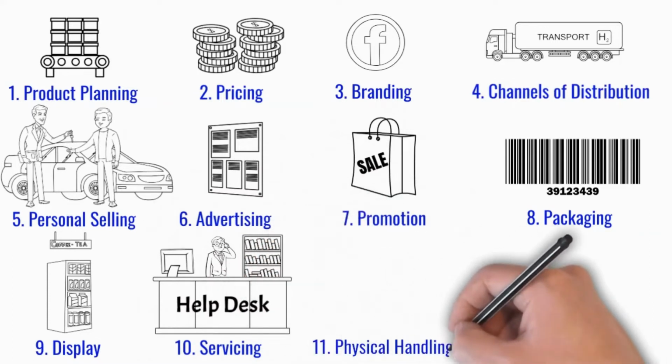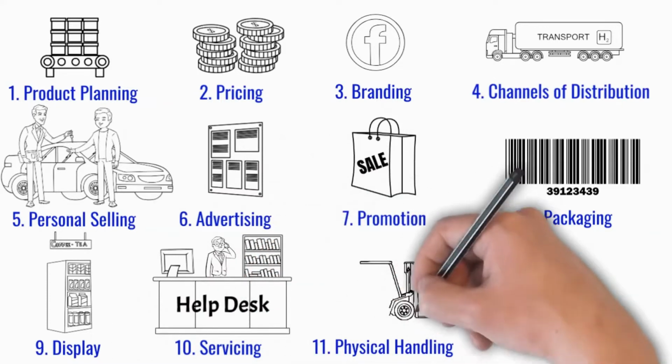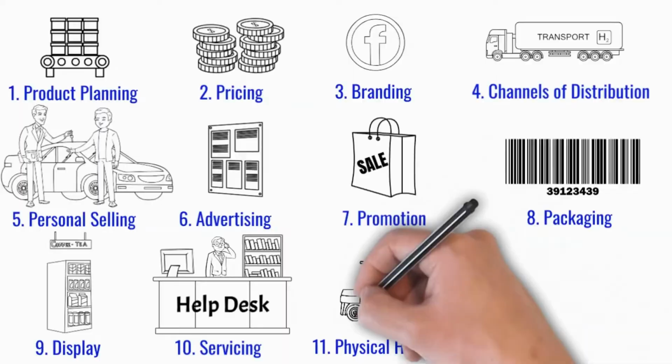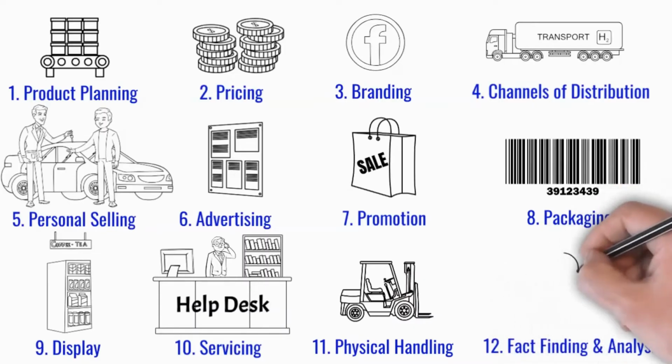The 11th ingredient is physical handling, such as the warehousing, the transportation, and the inventories. And the final one is fact-finding and analysis. That's securing analysis and the use of facts in marketing operations. So taken together, a marketing manager can use these elements to create several marketing mixes for each product.